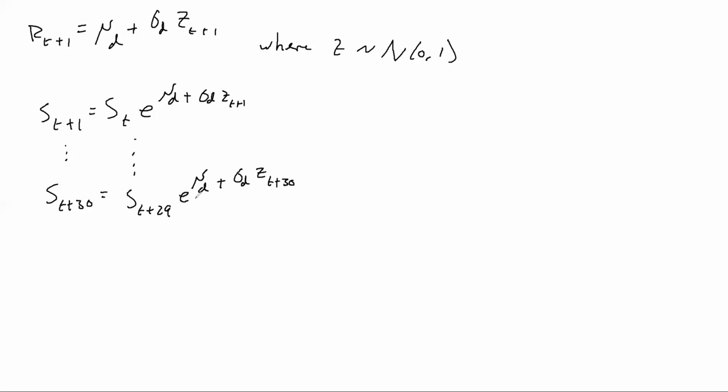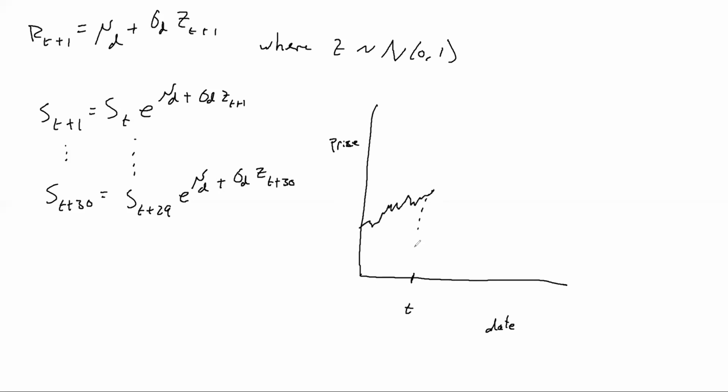So whenever we do this, we're going to have to create a loop for each path, and a loop to go through each day. So let's say this is t, our date or day, time, and up here we have our price, stock price. Let's say historically it may have looked like this. And then at t, if we simulate a bunch of paths, they could look like this.